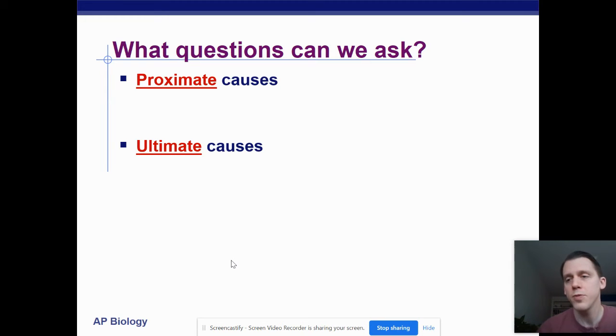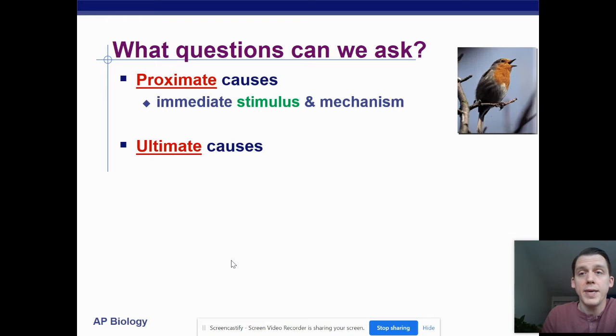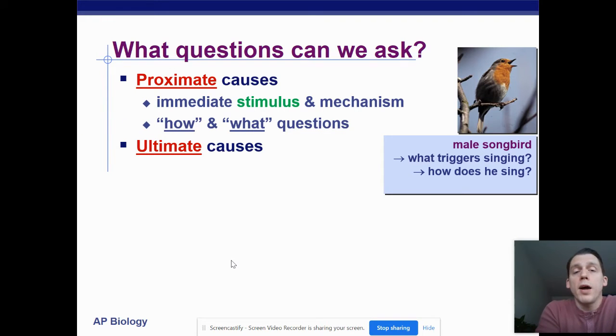There are two types of questions that we can ask with animal behavior. There are proximate questions. Proximate questions deal with proximate causes. And proximate causes are like the immediate stimulus and mechanism. So for a male songbird, for a proximate cause, we might ask: what triggers the singing? See how that deals with what the bird is doing right now. How does the bird sing? That deals with what the bird is doing right now. Proximate causes are how and what questions.